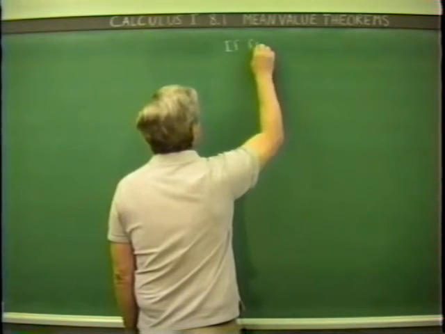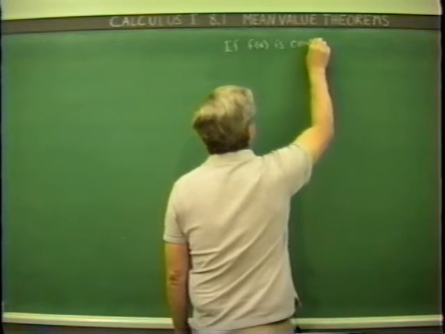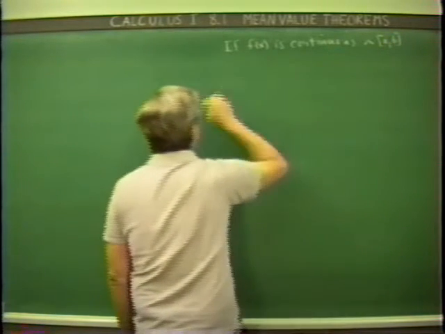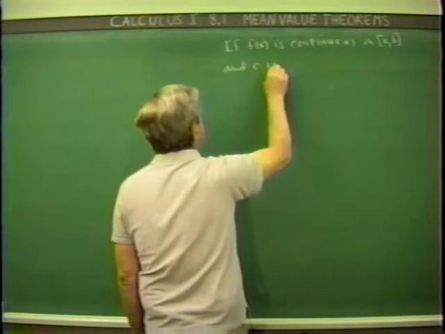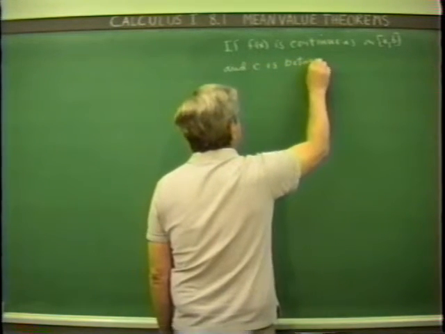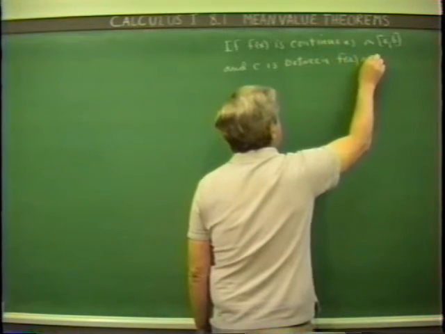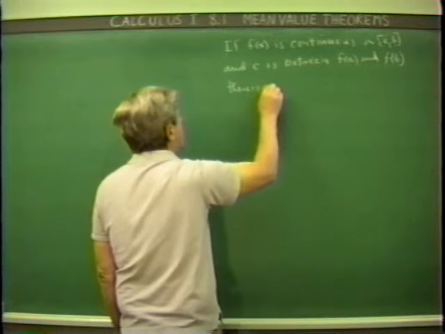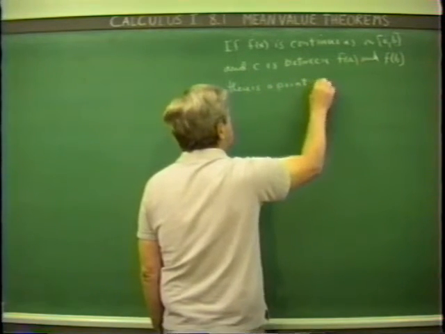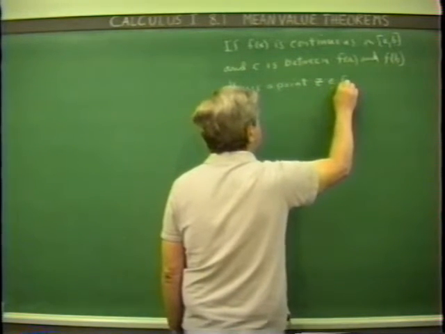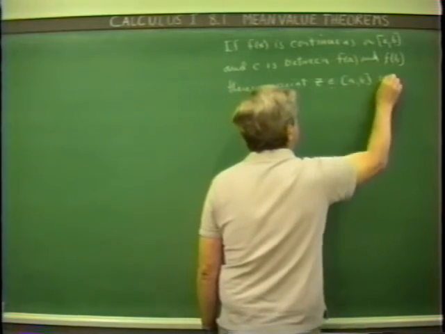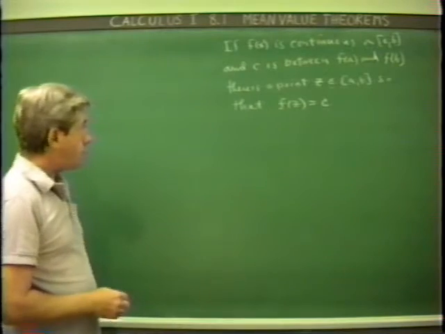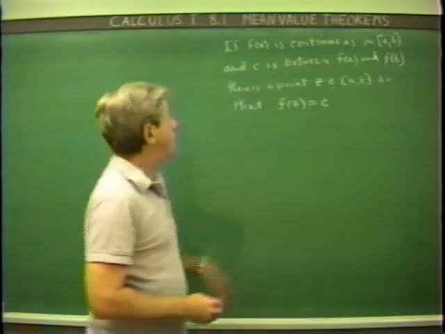If f of x is continuous on closed interval [a, b] and C is some number between f of a and f of b, then there is a point z in the interval [a, b] so that the value of f at z is equal to C. So it asserts that there's a number z between a and b so that f of z is C.